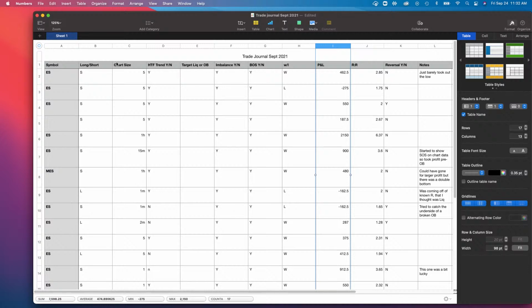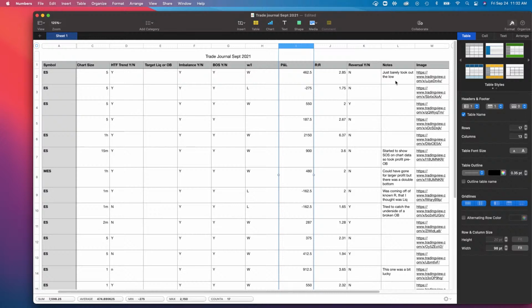And I have all these little things that I want to keep track of as I'm playing with a strategy, and then a notes section, and then I can also just copy and paste an image of the actual trade.